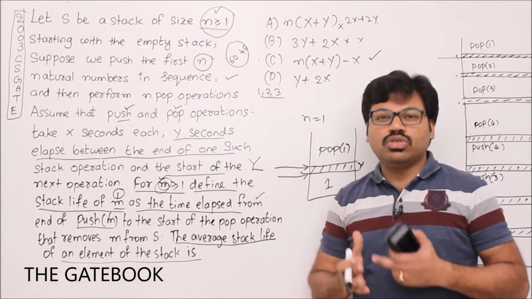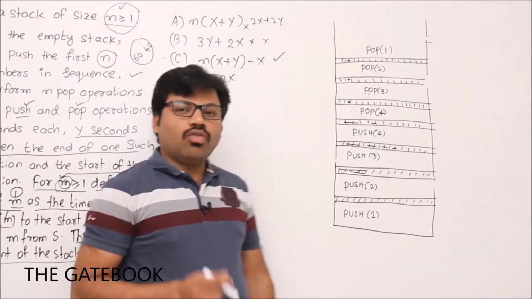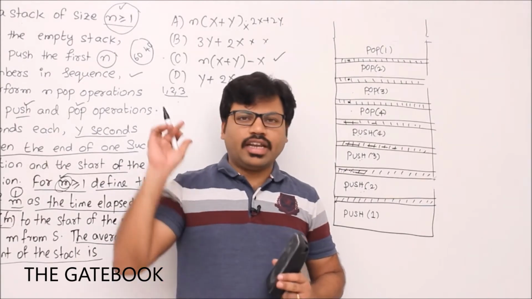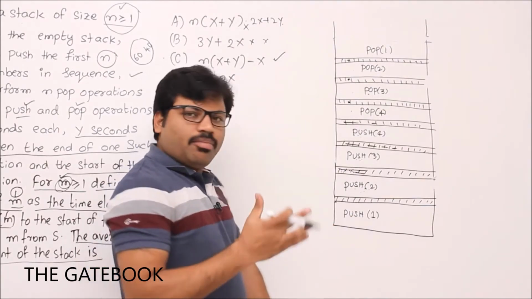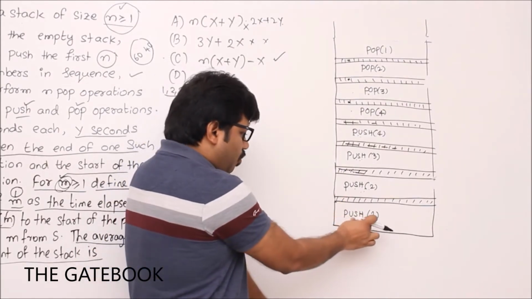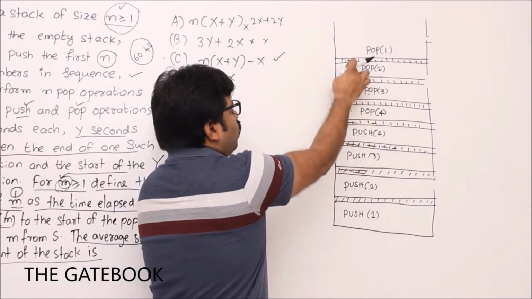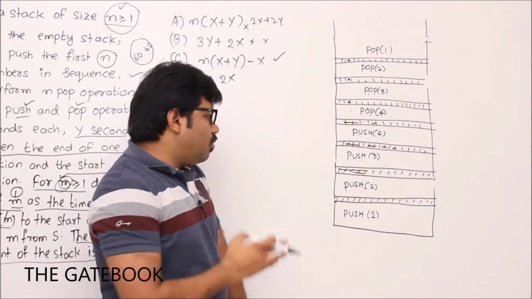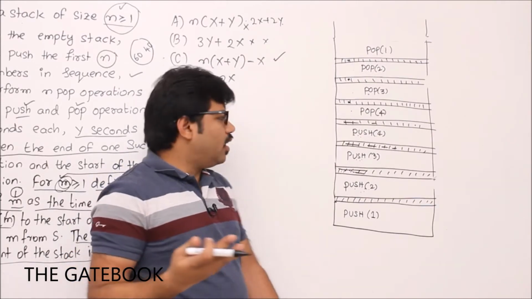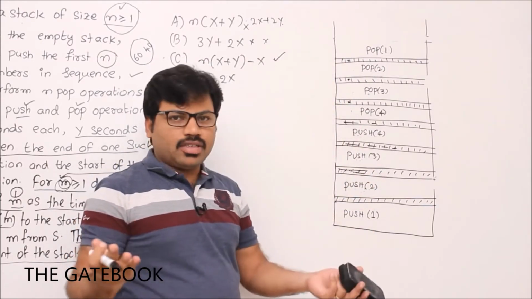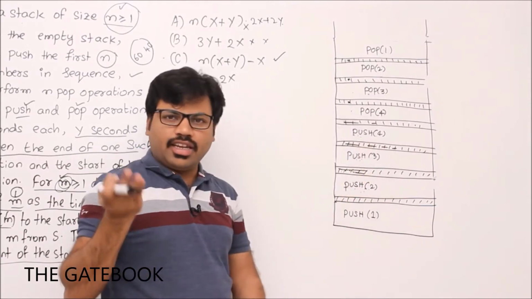So we'll see how to do this one in a general way. Okay. How to solve this problem for n elements? Let me take 4 elements. Then we are pushing 1, 2, 3, 4. After that, we are popping 4, 3, 2, 1, right? So though I'm showing for 4 elements, assume that this is the picture for n elements, okay? Rather than 4, you assume that there are n elements.